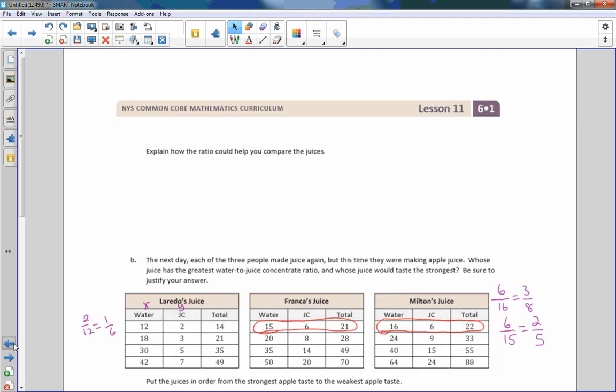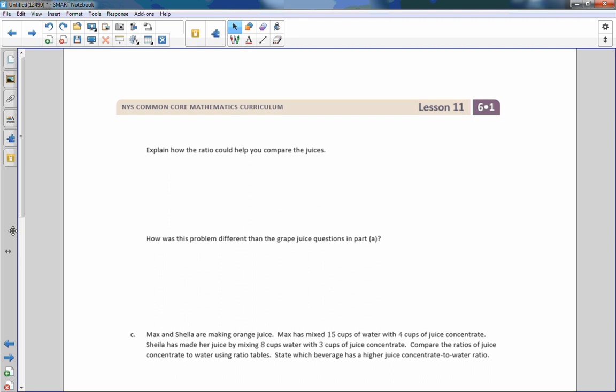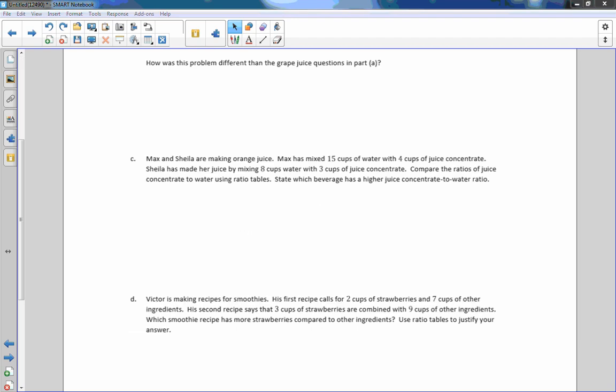Explain how the ratio could help you compare the juices. Okay, and again, the ratio can be used, and use a multiple of the ratio to get equivalent values in either the water or the juice to compare the other. I will bring in an explanation though. Actually, I think I'm just going to leave it as a verbal explanation and move on.